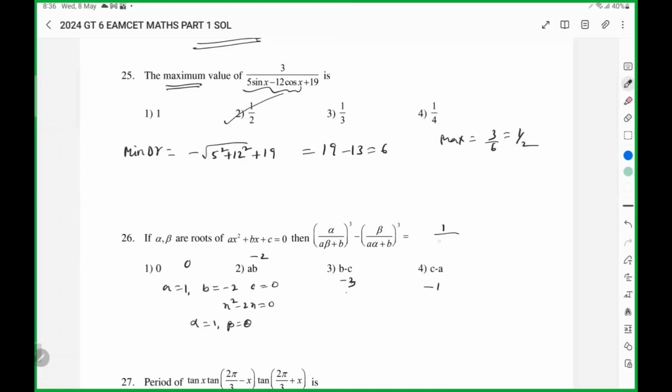1 by b value minus, here alpha is 2, beta is 0. 2 by minus 2 by beta is 0, b is minus 2 whole cube. Beta is 0, so minus 1 whole cube. So minus 1 is the answer.